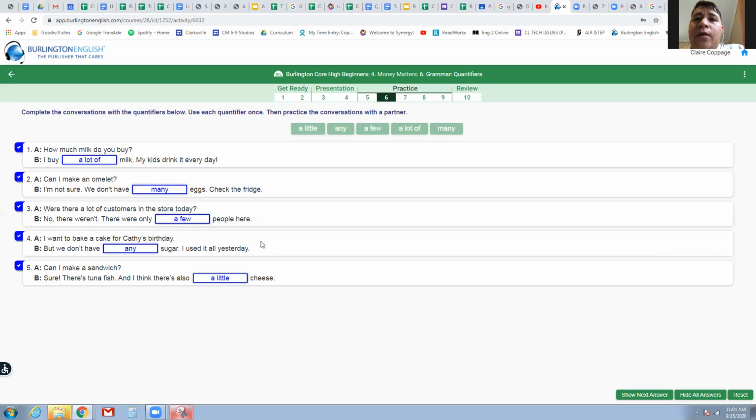I want to bake a cake for Catherine. And then this is cake. Yeah. But we don't have any sugar. I used it all yesterday. Can I make a sandwich? Sure, there's tuna fish, and I think there's also a little cheese.